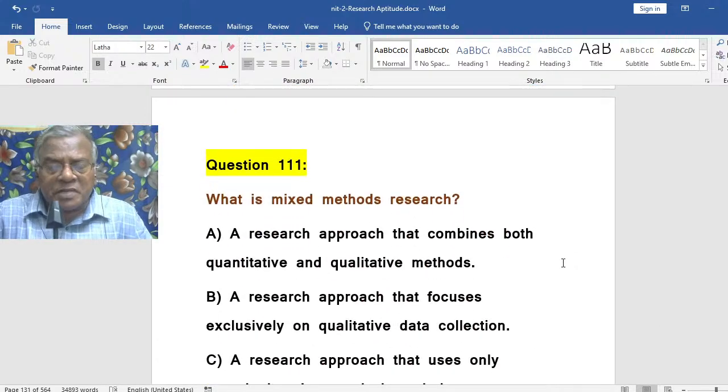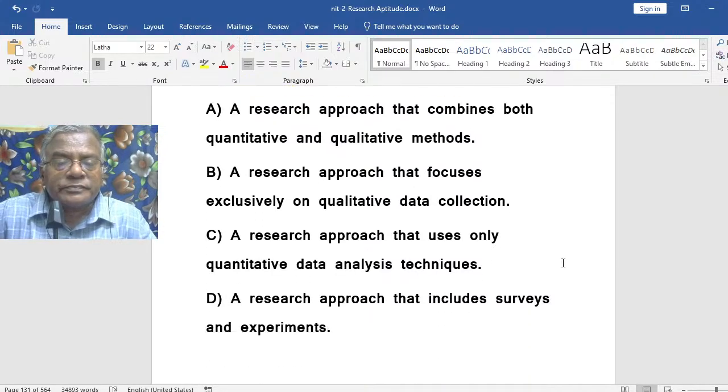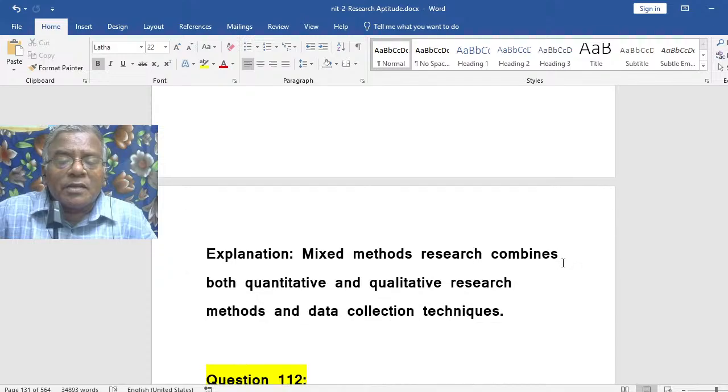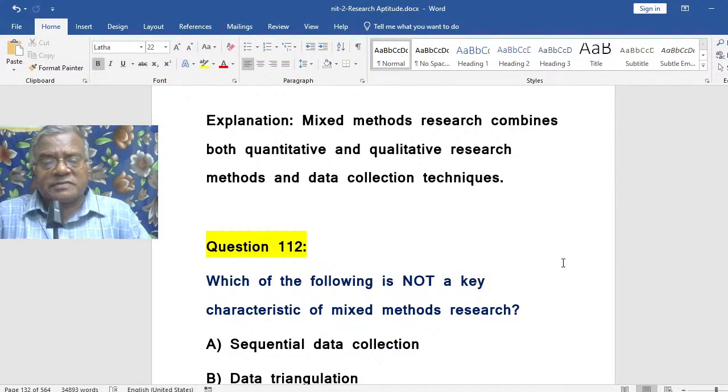What is mixed methods research? Basic question we are asking at the end. Of course, by this time you should be understanding this. That is, mixed methods research combines both quantitative and qualitative research methods and data collection techniques.